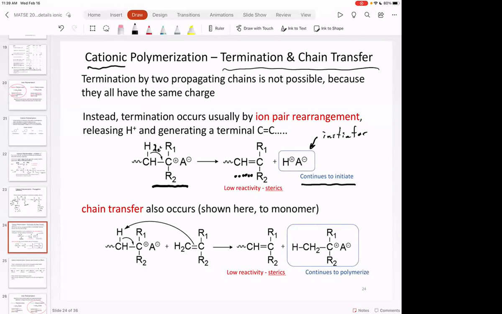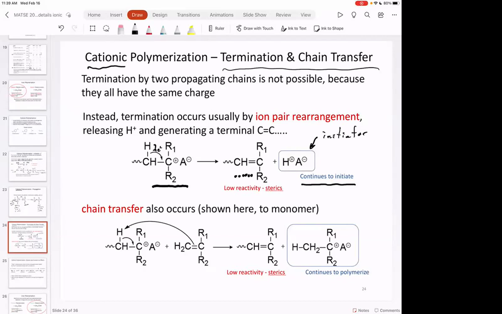Yes? So which is easier to do in terms of energy standpoint, radical or cationic? Does it vary? I mean, easier from an energy standpoint is a hard thing to answer. I think that free radical polymerization is more common because it's less sensitive to impurities. Cationic polymerization is tricky.